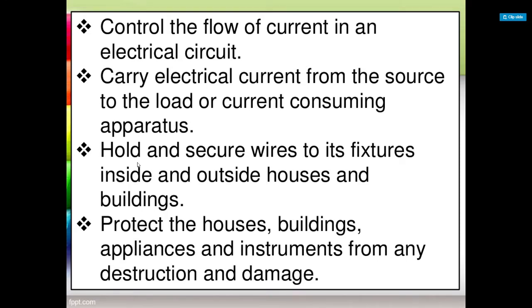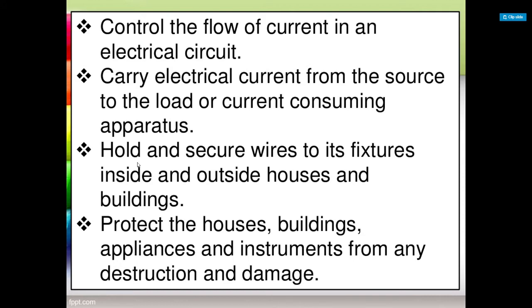Of course, in order for the wire not to move, it must be secured, and we need conduits or pipes and what else? Fittings, clamps, connectors like that to hold and secure the wires to their fixtures.